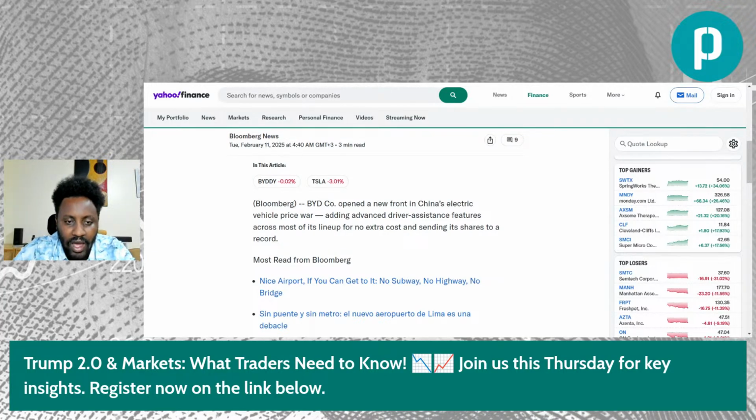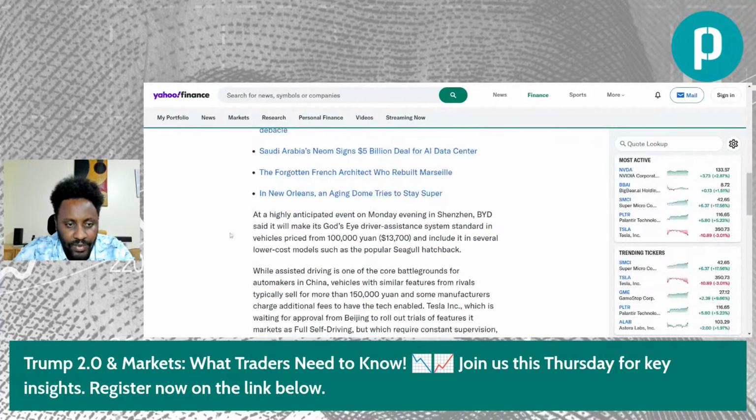vehicle price war, adding advanced driver assistance features across most of its lineup for no extra cost and sending its shares to a record. So at a highly anticipated event on Monday morning in Shenzhen, BYD said it will make its God Eye driver assistance system standard in vehicles priced from 100,000 yuan, that's about $13,700 per vehicle, and include it in several lower cost models such as the popular Seagull hatchback.